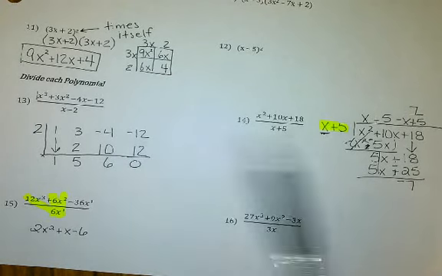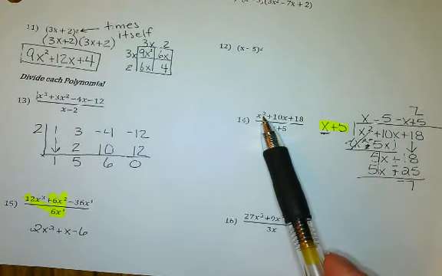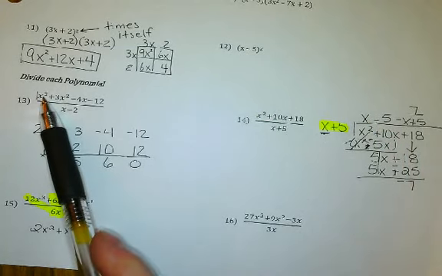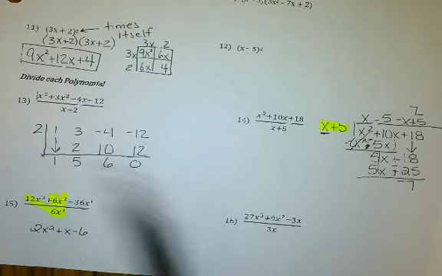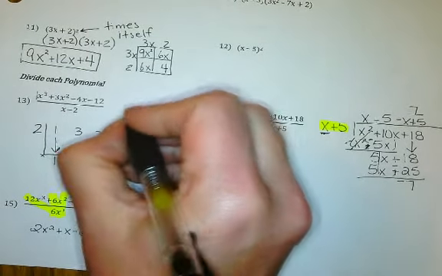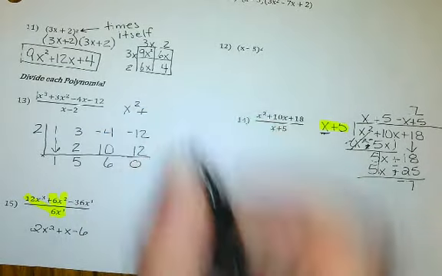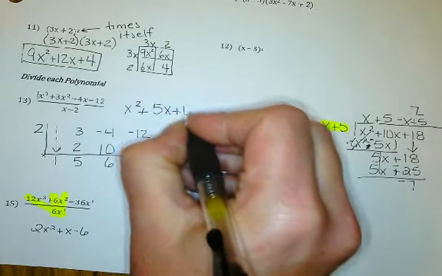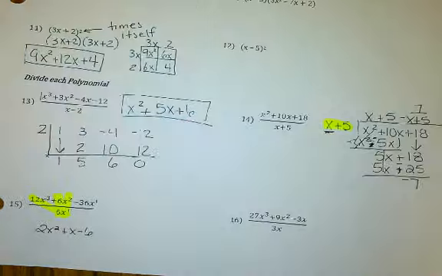Now, I'm going to start off with one degree less. See how this started off with an x squared, but my answer starts off with an x? Because this started off with an x cubed, I'm going to start off with an x squared. So my final answer here would be x squared plus 5x plus 6. And that's my answer.